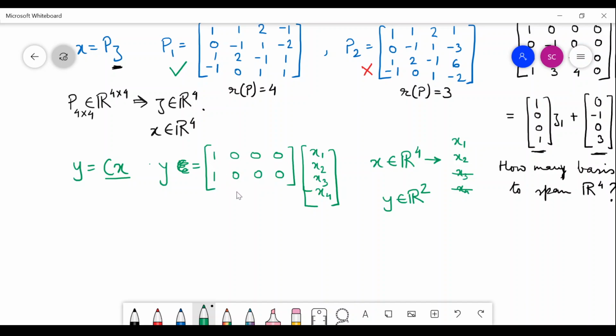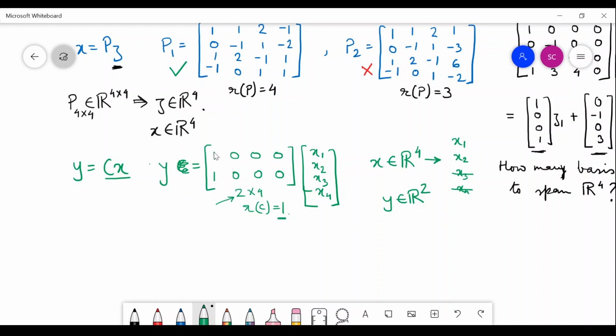Okay, so for a 2 cross 4 matrix, the rank being 1 means that I wished to cover an R2 space. I wished to take a vector from the R4 space to the R2 space, but I am able to take the vector only to an R1 space. So I am unable to do what I intended to do, since the rank of the matrix is decreased because of this choice of C.